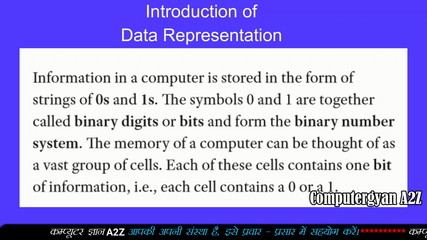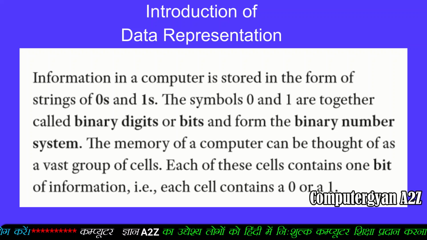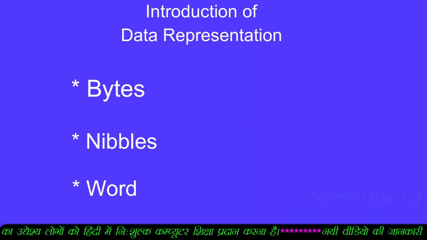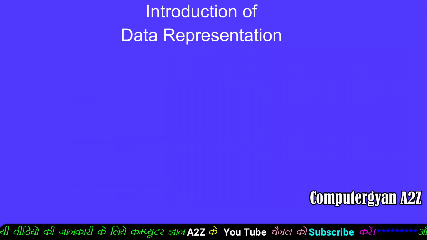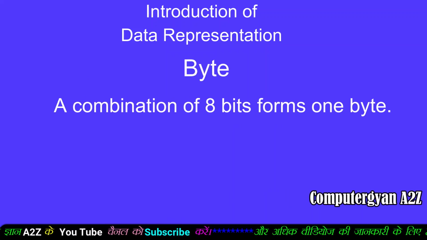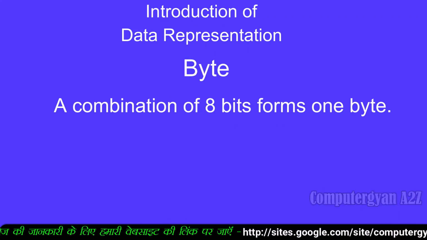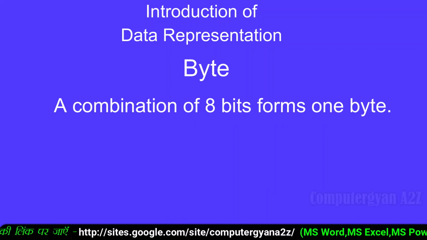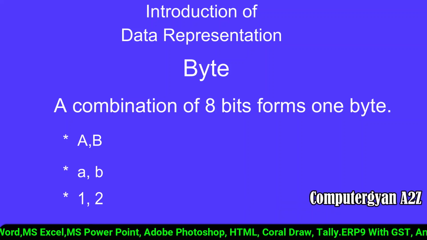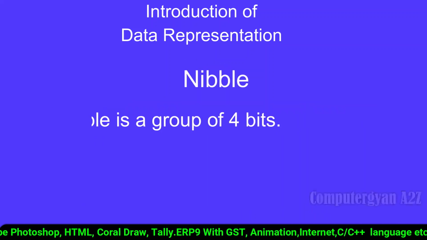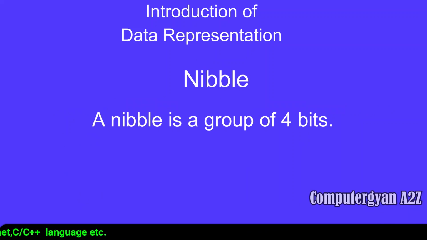Dear students, a combination of bits is used to store information and data in the computer memory. They may be bytes, nibbles or words depending on the number of bits they have. Now, byte. A combination of 8 bits forms 1 byte. Each byte represents one character such as a capital letter A, B, a small letter a, b or digit 1, 2, etc. Nibble. A nibble is a group of 4 bits. It can store one decimal digit in its binary form.